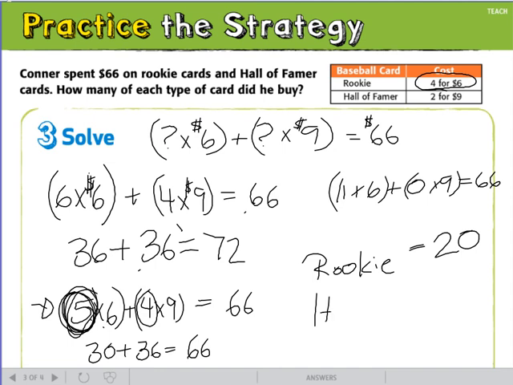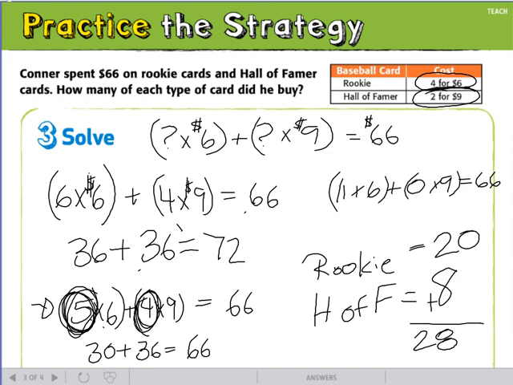Hall of Famer. How many packs of Hall of Famer cards did he buy? 8. So how many did he buy? 8. Now, this is what the second part of the problem should have said. He bought 28 cards. They didn't tell us that, but oh well.